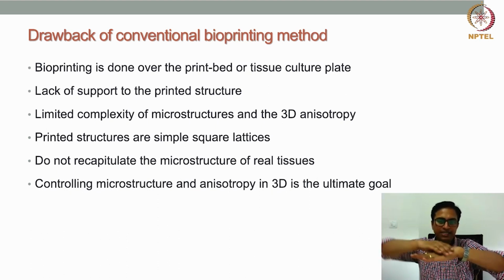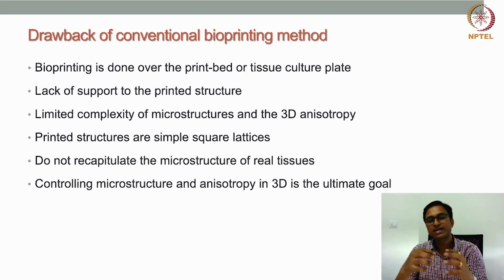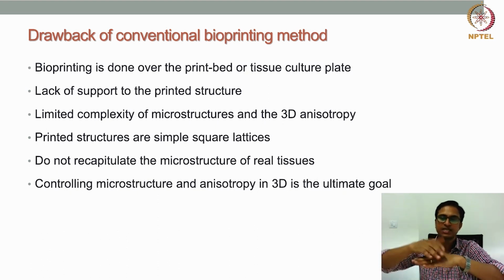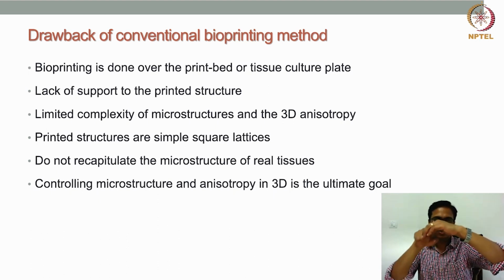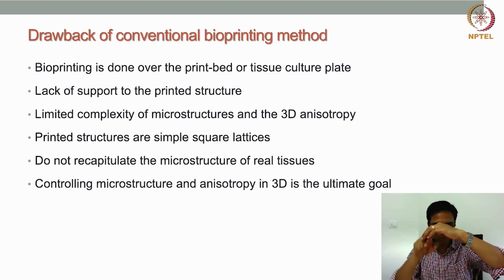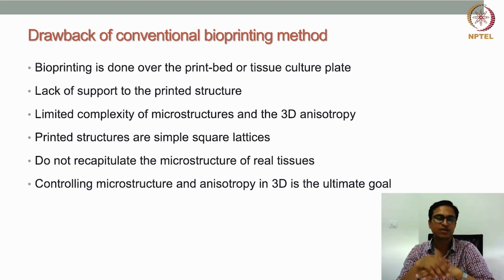We cannot print anything in air, and mostly the layers will attach to the print bed. Unless we provide some support, we cannot print any non-planar structure, for example a pyramid-like structure where this part will be hanging. Unless we provide some support to this hanging geometry, we cannot print a structure that has complex geometry with a non-planar surface, right? So that is one of the main drawbacks of this conventional bioprinting method.